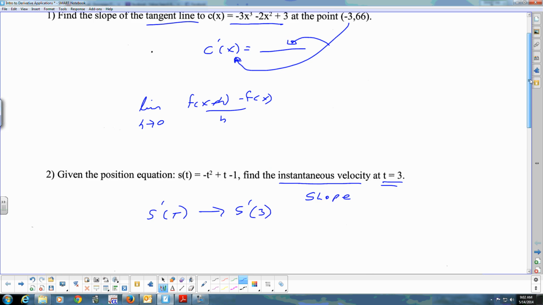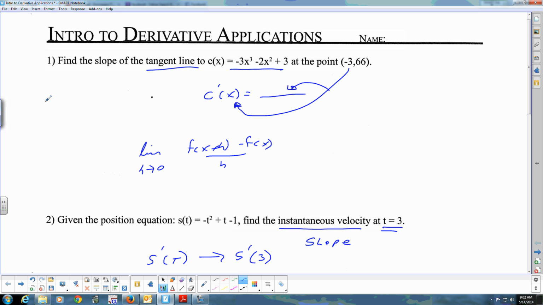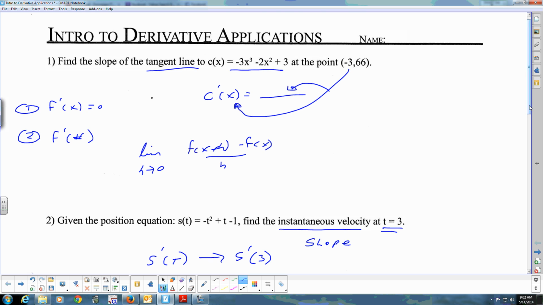So going back to what I was saying up here, I guess I erased it. Your two choices were find the derivative, set it equal to 0, that found min-max. Your second choice was find the derivative and evaluate that derivative at some number. Right?